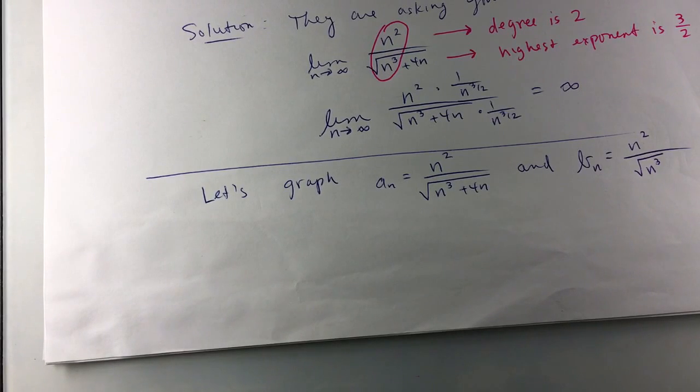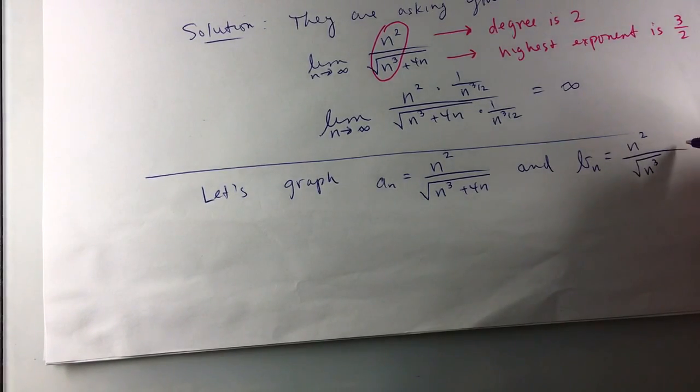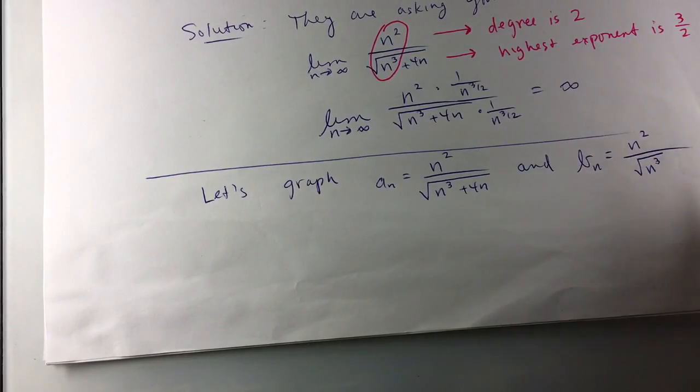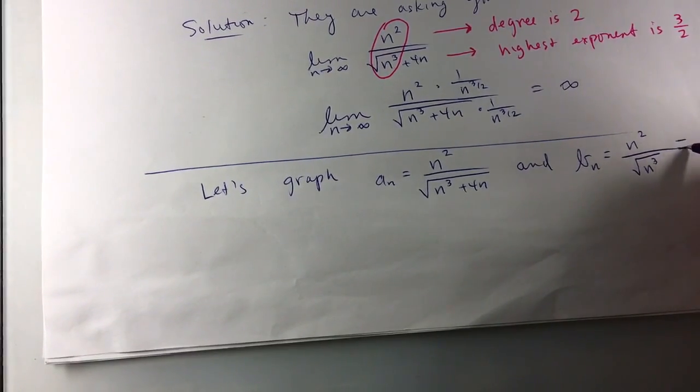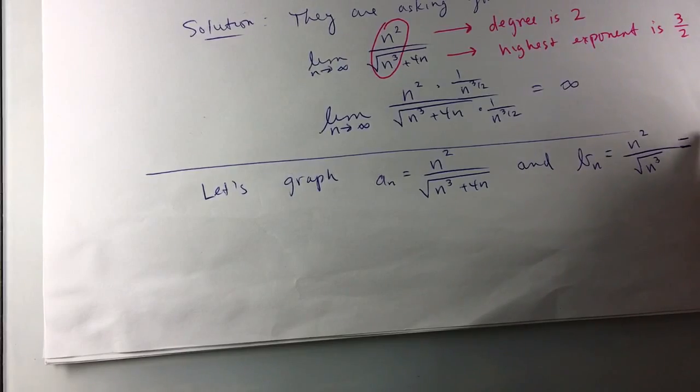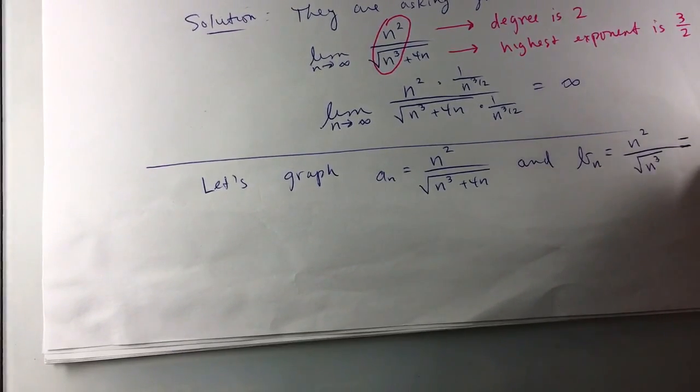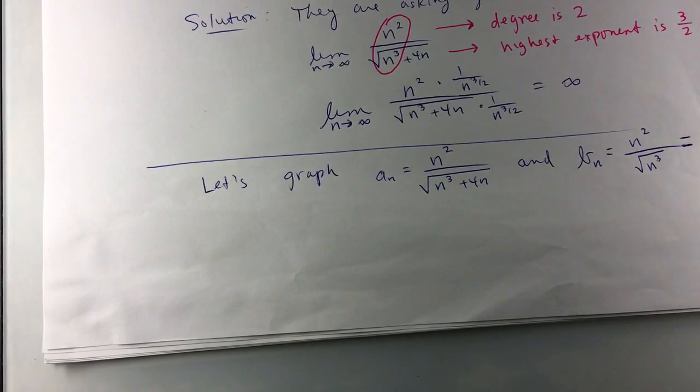But yeah, that does reduce, doesn't it? Reduces to what? N to the 1/2. That's just n squared over n to the 3/2. That's the square root of n.